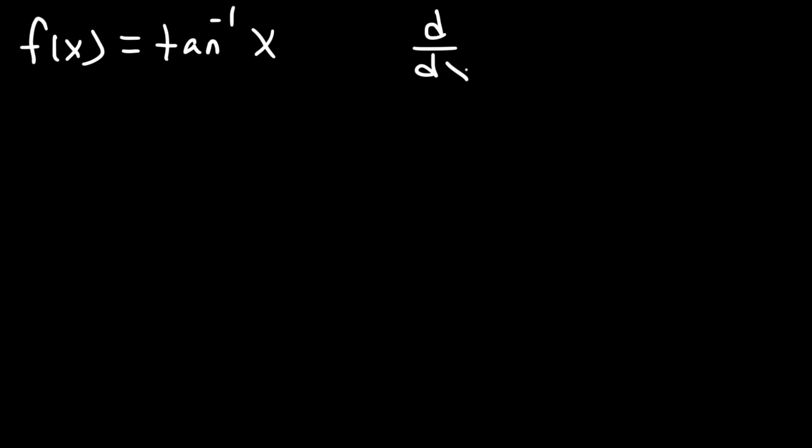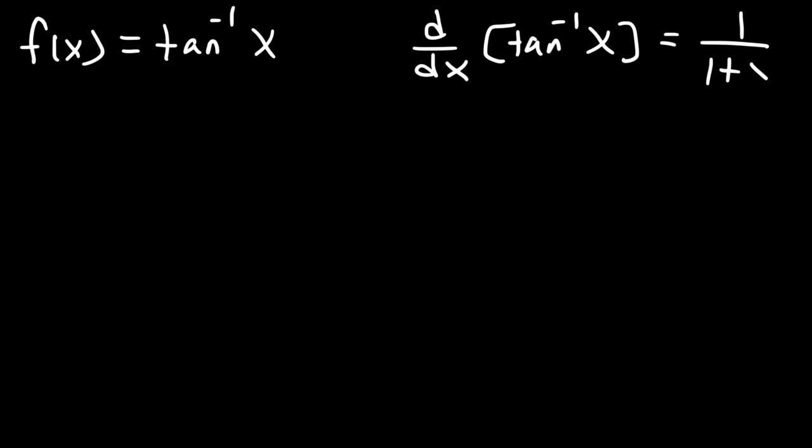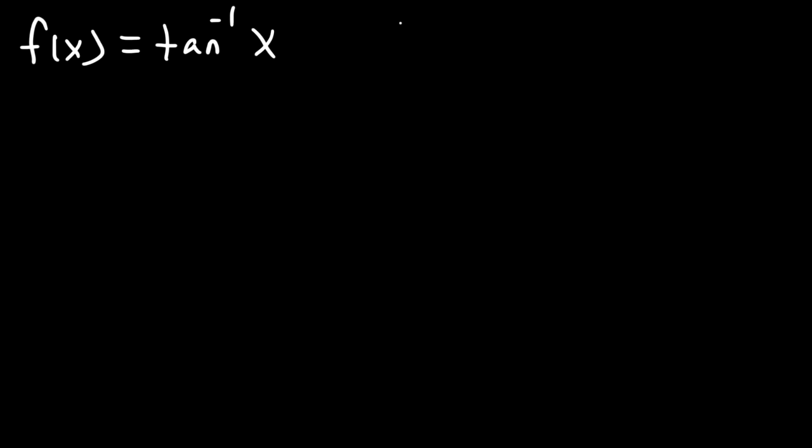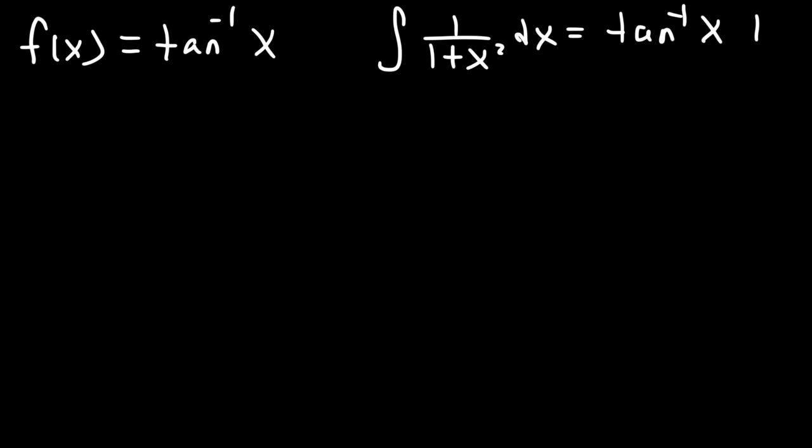Now let's try another example. In this case, we're going to work on arctangent of x. Now, what is the derivative of arctangent of x? If you recall, it's 1 over 1 plus x squared. So therefore, we could say that the integral of 1 over 1 plus x squared dx is arctangent of x plus c.